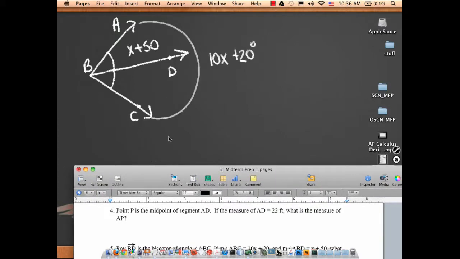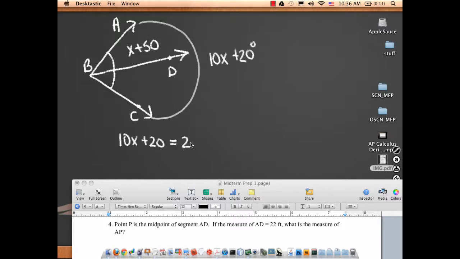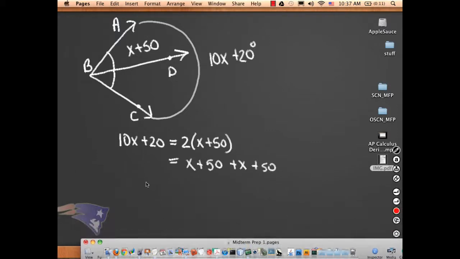So there are actually 2 equations I can write. I can write that 10x plus 20 is equal to 2 times x plus 50. That's one equation I can write. Does that make sense? Yes. Because this is the same thing as this, or I can just write this out twice: x plus 50 plus x plus 50. You're not right or wrong by doing either one. As a matter of fact, you're right by doing either one. So this just becomes 10x plus 20 equals 2x plus 100.